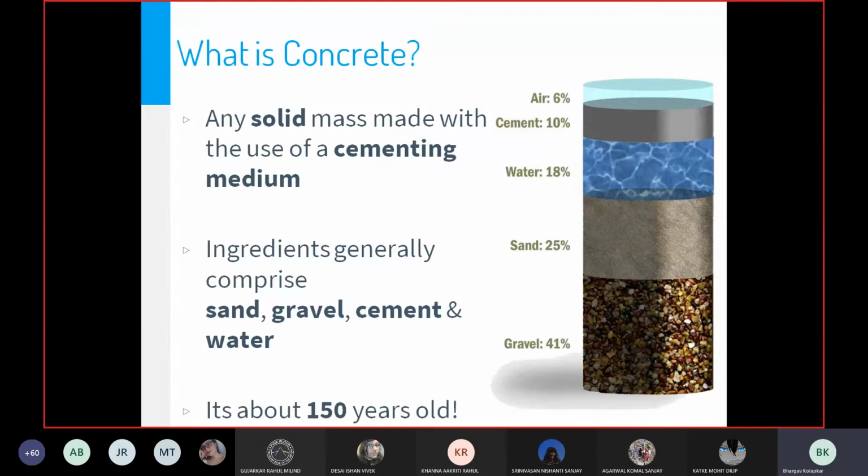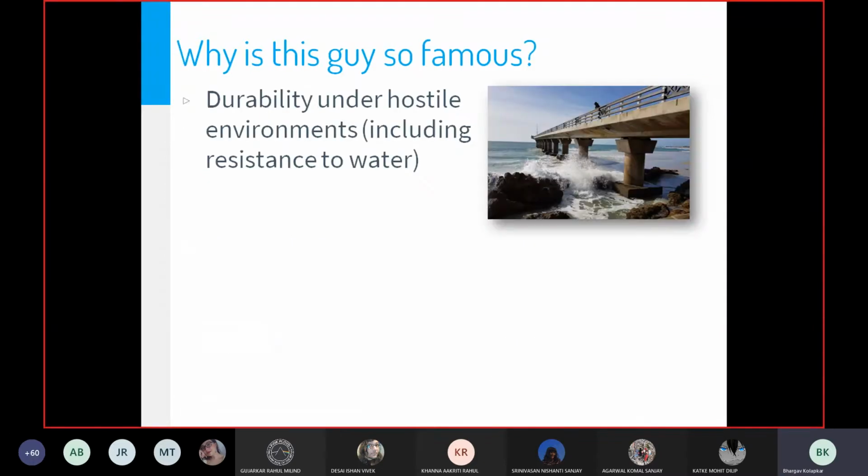We have been using this material for about 150 years. So we have a lot of experience with this material, and with the advances in concrete technology, today we are able to produce various kinds of concrete that can be used for various purposes. Now, a natural question arises as to why this material is so famous. The first answer that comes to my mind is that it is highly durable.